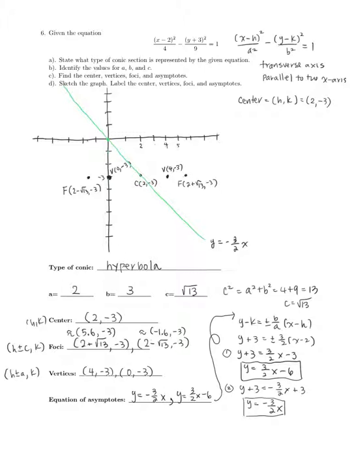Okay, now let's go with the second one. The second one is y equals 3 over 2x minus 6, so the y-intercept is going to be negative 6. Then we go rise over run. Rise 3, go up 3, and run 2. Of course, it's going to have to go through the center. So this one is y equals 3 over 2x minus 6.